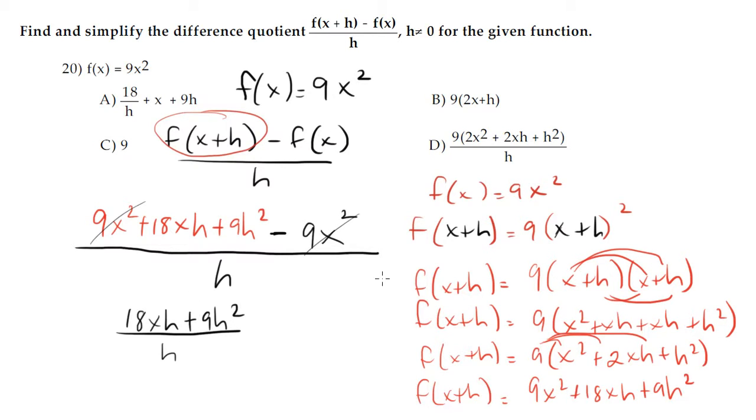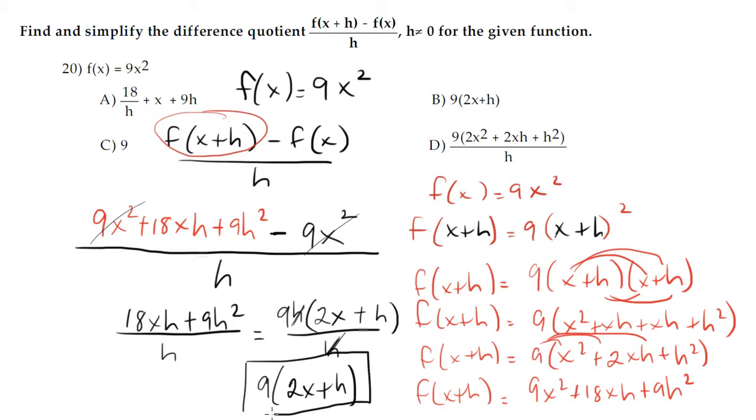That numerator is factorable. Let's continue here. I've got a greatest common factor of, I think, 9h. 18xh divided by 9h is 2x. 9h squared divided by 9h is h divided by h. My h's can cancel, right? Those factors cancel, and I'm left with 9 times 2x plus h. There's the difference quotient for the function 9x squared: 9 times 2x plus h. Choice B.